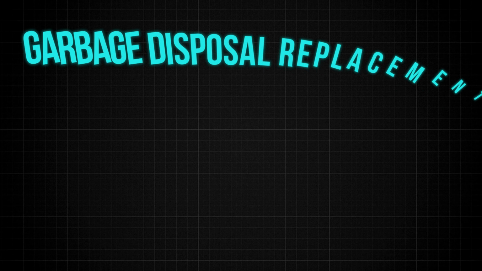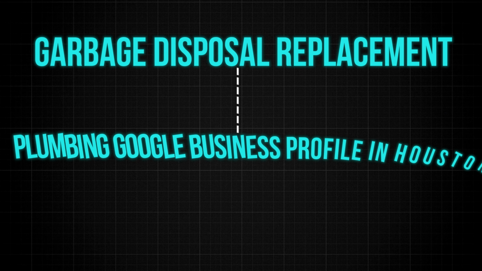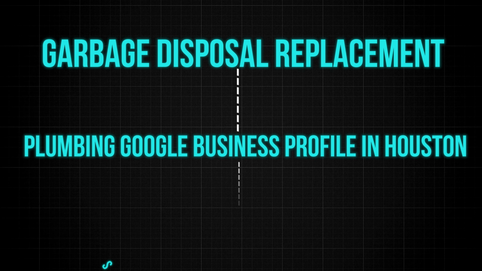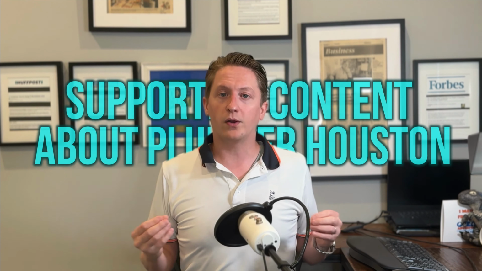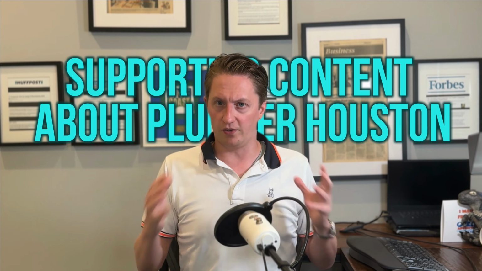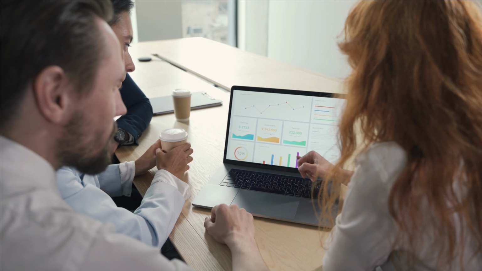So for example, if I were ranking very poorly for garbage disposal replacement for my plumbing Google Business Profile in Houston, I would add supporting content pages for the GBP service page, garbage disposal replacement. If I were ranking poorly for the broader GBP category Plumber Houston, then I would add supporting content about Plumber Houston. You'll want to set up rank tracking like this for all the keywords in your area that have a reasonable search volume, so you know what categories and services you need additional supporting content for to improve your ranking.